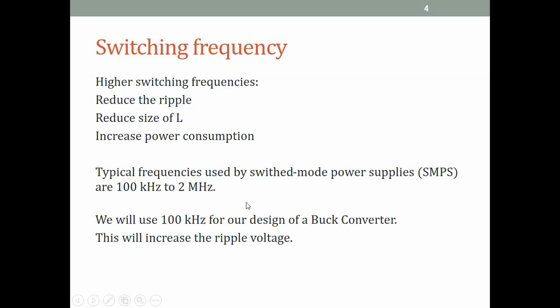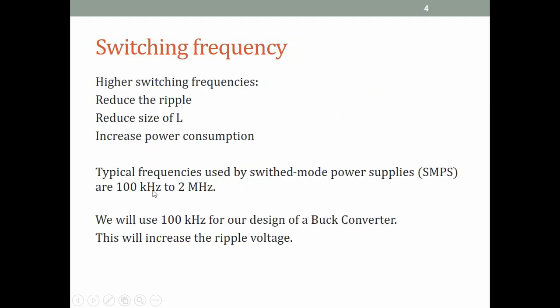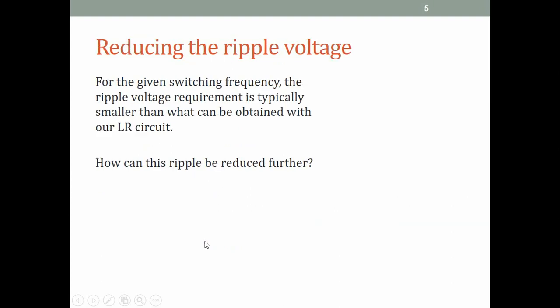We are going to design a buck converter, and for that we will use a switching frequency of 100 kilohertz. Which is on the lower side, and so the last lecture it was 8 megahertz, which was very high. So if the switching frequency is lower, the ripple is going to be higher, all right, for a 100 kilohertz switching frequency.